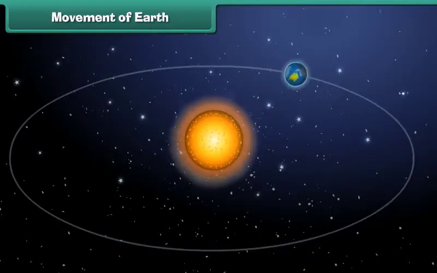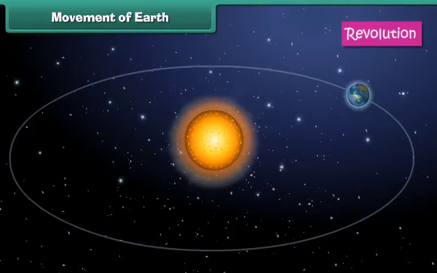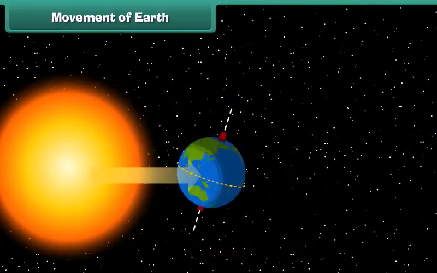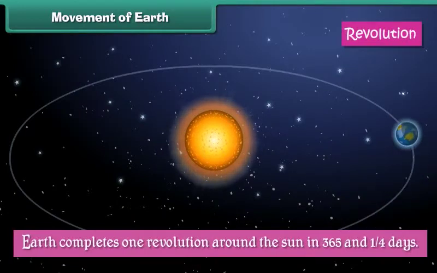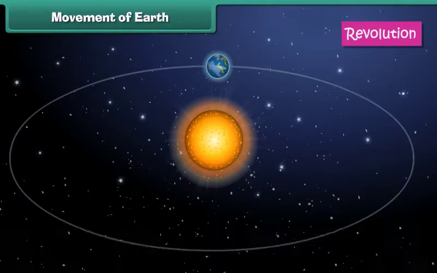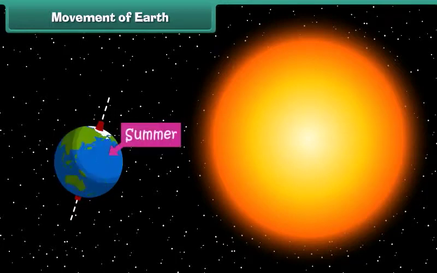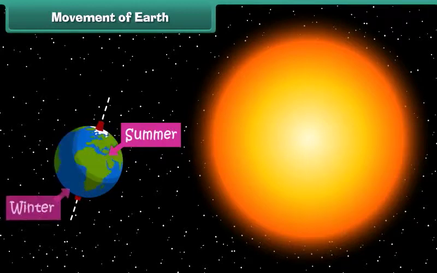Movement of Earth. Earth's movement around the Sun along a fixed path is called revolution. Revolution causes seasons to change on Earth. Earth completes one revolution around the Sun in 365 and 1/4 days, that is 1 year. During Earth's revolution, that part of the Earth which is closer to the Sun experiences summer, while the other part of the Earth farther away from the Sun experiences winter.